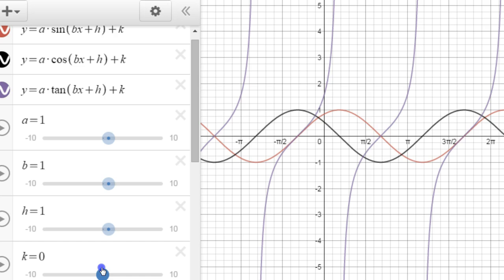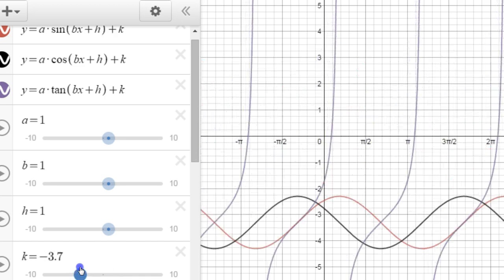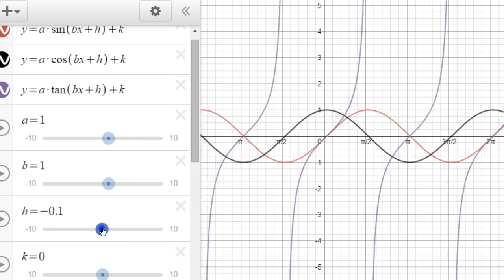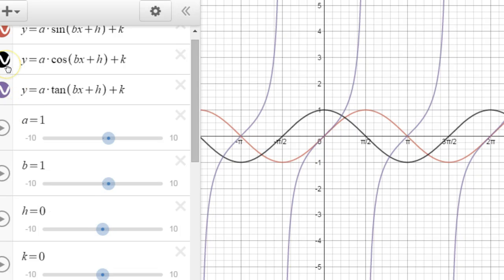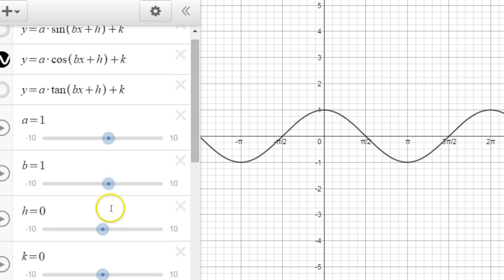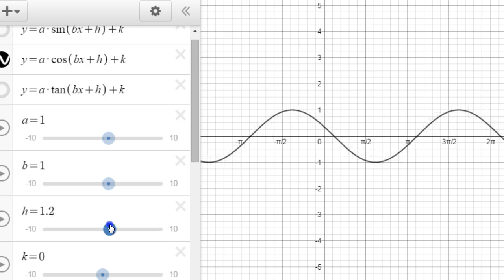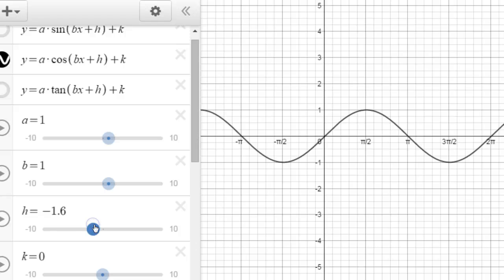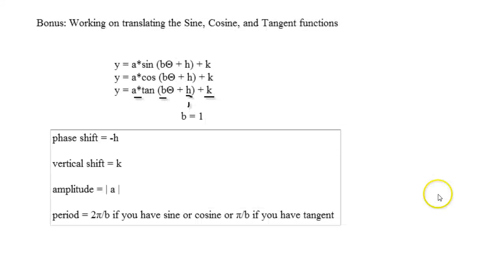Now k, we probably already all know that it's going to shift it up and down as we work with it. To get everything back to a neutral level, we want k at 0 and h at 0. Now, if I move this one a little bit to the right, about pi halves, I'm going to line it up with what the actual sine is going to be. Some really cool stuff when you're working with this. I'll write down the rules for you in a sec.